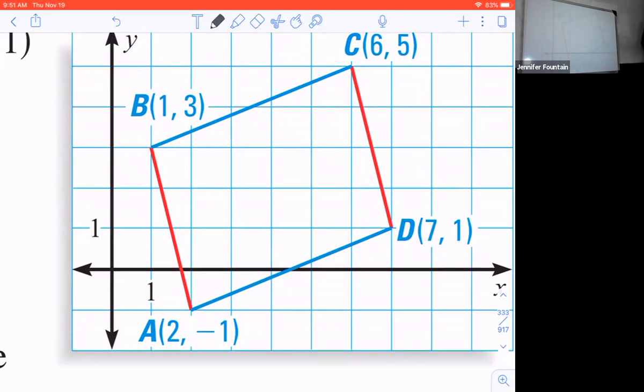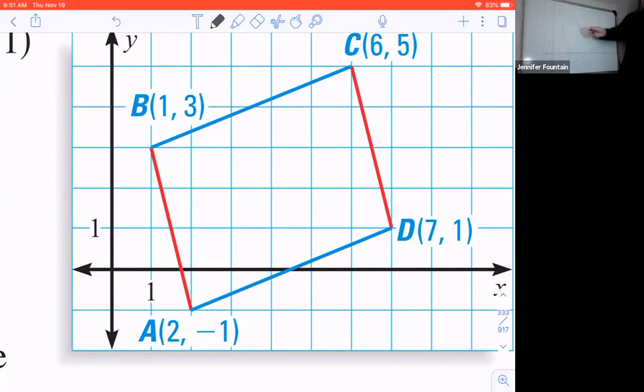If I'm trying to prove that these 2 sides are congruent, I mean, not congruent, that they're parallel, remember parallel lines have the same slope. So how can I find the slope of a line? Slope formula, which is m equals the difference of y over the difference of x. Y is in the numerator. So y2 minus y1 over x2 minus x1.